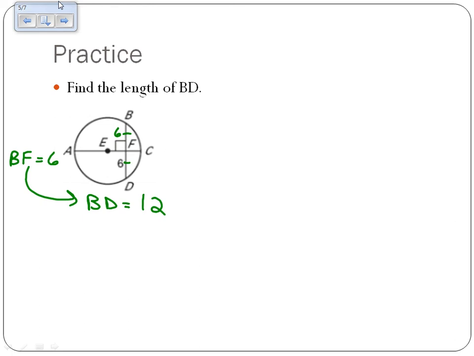Arden? Which arc? Which one? BCD? We wouldn't know unless they give it to us. 180 is for a diameter, a semicircle. This is not a semicircle because it doesn't go through the center. Correct. We don't know what it is unless they give us some more information.